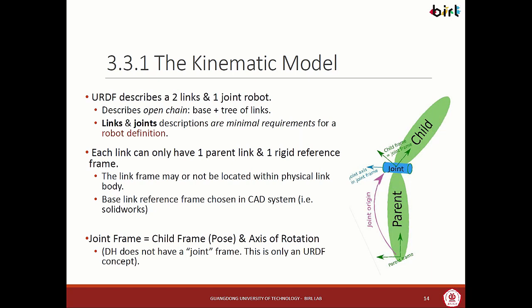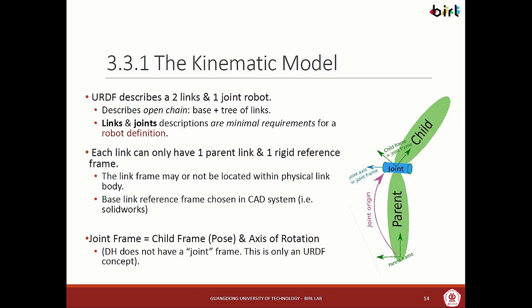Links and joints are the minimal requirements for the robot definition. And then let's focus on the links. Now each link can only have one parent link. So what does that mean? This is the child. This can only have one parent link. We can model a humanoid robot here. And say, for example, the legs, you have the right leg, the left leg, both of them connect here. But maybe these are treated as separate things. In general, each link has one parent link, and it has one rigid reference frame.